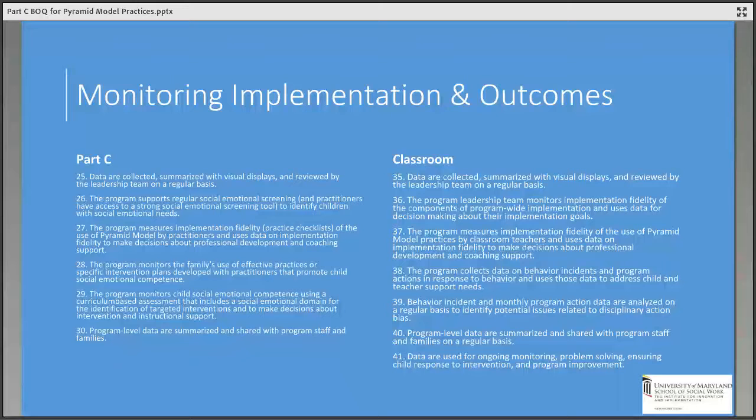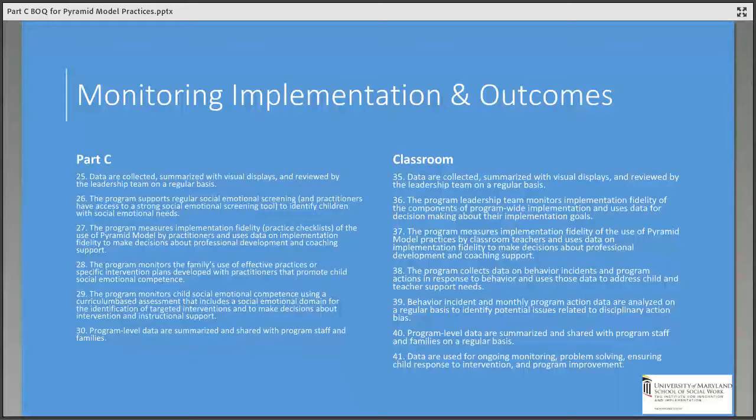And that program monitors the family's use of effective practices and specific intervention plans. So again, this is how well you are engaging families. If they're at the table and they're engaged in the conversation, you should be able to have some evidence that they are or are not implementing your mutually agreed upon plan. And then for the classroom, you can see the numbers are a little bit later because that is a little bit longer.